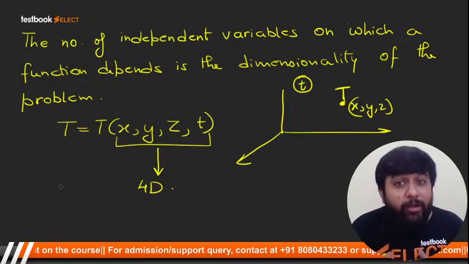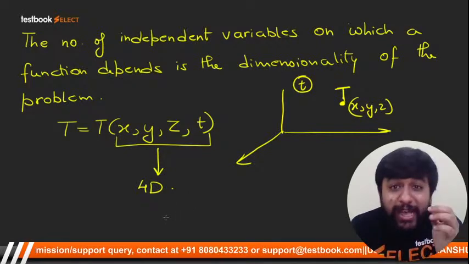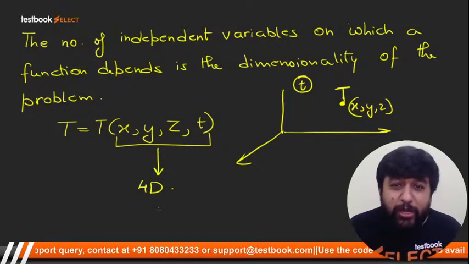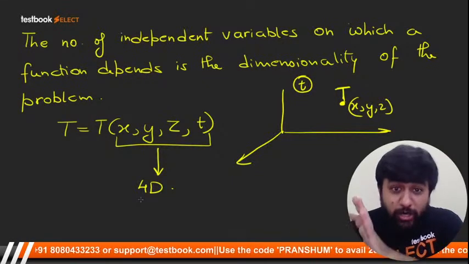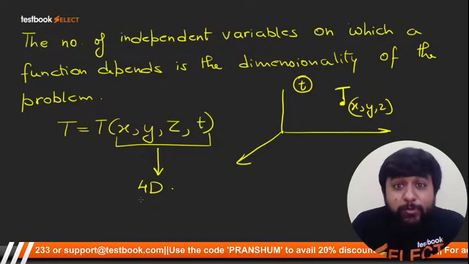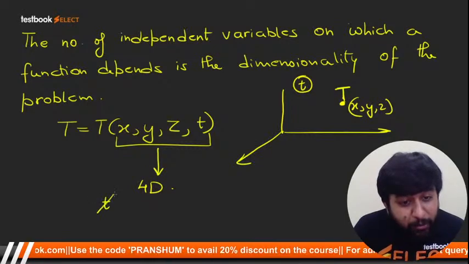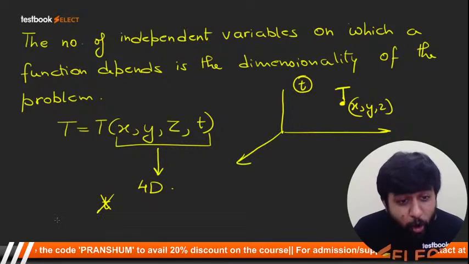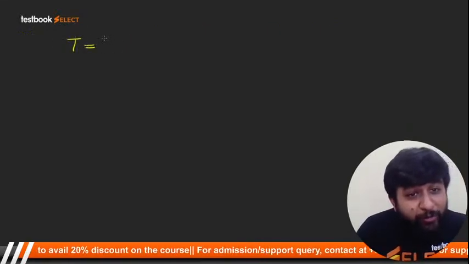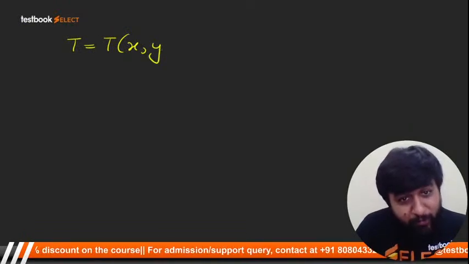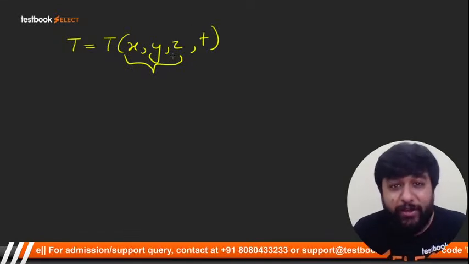So time is not in our control. So we will not call it as a dimension. As a civil engineer, mechanical engineer, aerospace engineer, chemical engineer, you will not consider time as a dimension. But when physics people are solving this problem, they will call time as a dimension. So for us, time is not a dimension. Therefore, now the temperature function is based on 3 dimensions only. What are 3 dimensions? X, Y, Z.